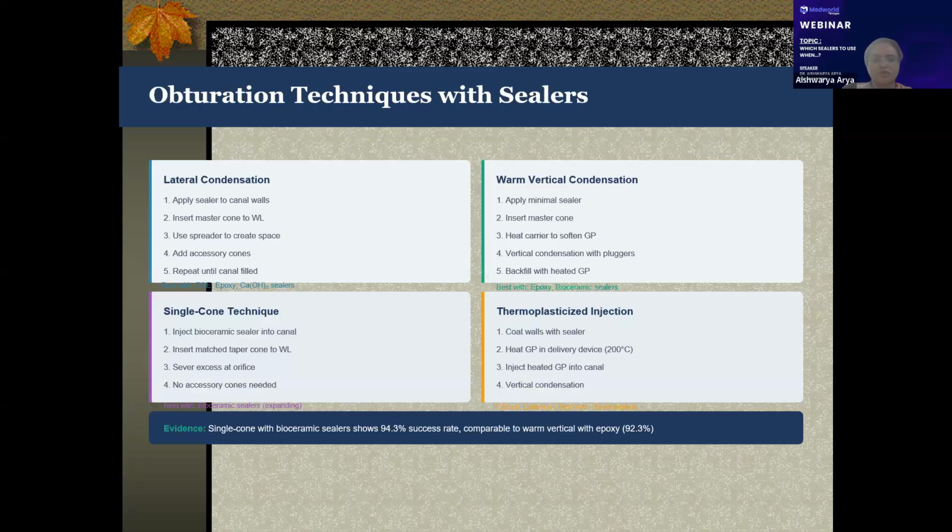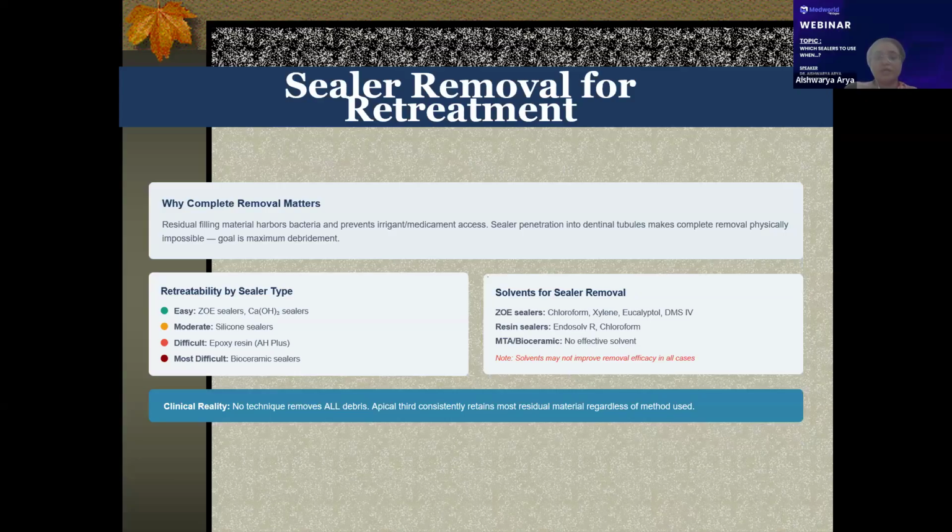Coming to the different obturating techniques, of course, we have the lateral condensation, the warm vertical condensation, the single cone technique, and the thermoplasticized injection technique. The single cone technique with bioceramic sealers has proven to have a success rate of almost 94%, as compared to warm vertical compaction with epoxy resins having 92.3%.